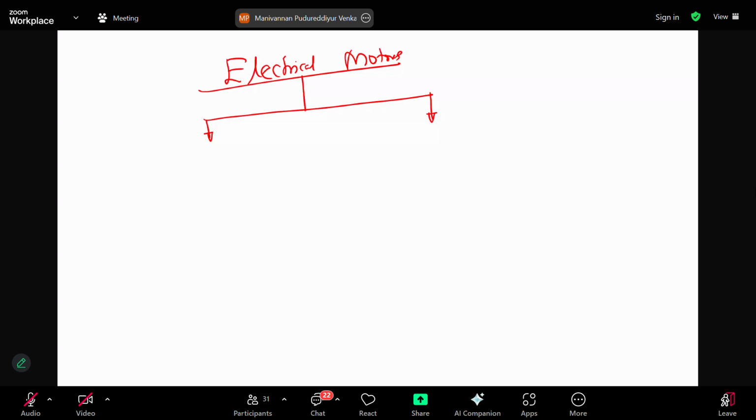Okay, when you talk about electric motors, there are two types of motors. DC motors, and the other one is called AC motor. We know that this is called alternating current. You already know that, but anyhow, for the sake of continuity, alternating current motor.